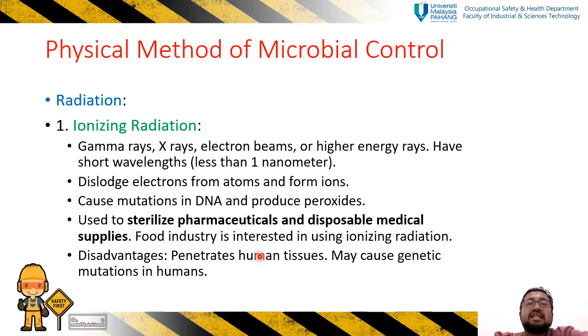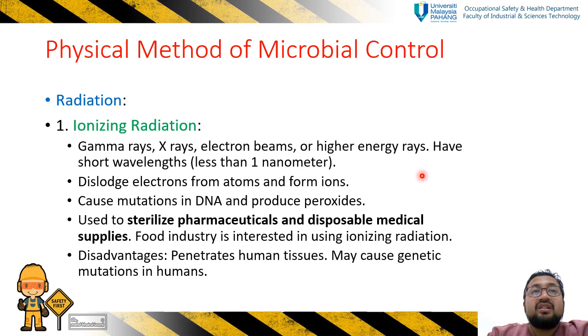Food industry is interested in using ionizing radiation. However, it has disadvantages such as it can penetrate human tissue and may cause genetic mutation in humans. Because we know it uses radiation, ionizing radiation. So there are side effects that need to be explained to the human if they want to receive the radiation.